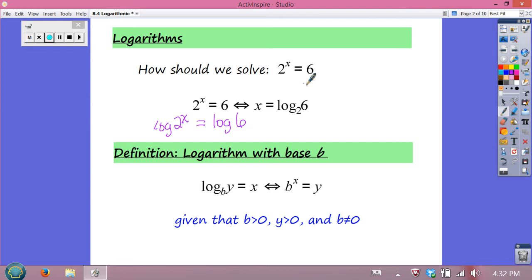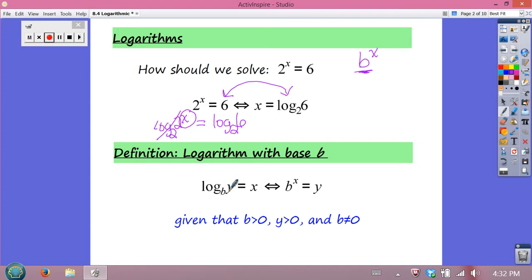Now, if you remember from our parent functions, we have b to the x power. B was our base. Same thing, same idea here. If we have a base of 2, we want to take log base 2 of 2 to the x. These two things are inverses of each other. They'll cancel out. We're left with x. X equals log base 2 of 6. So these two equations are equivalent to each other.